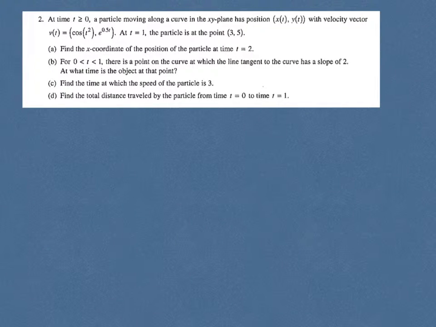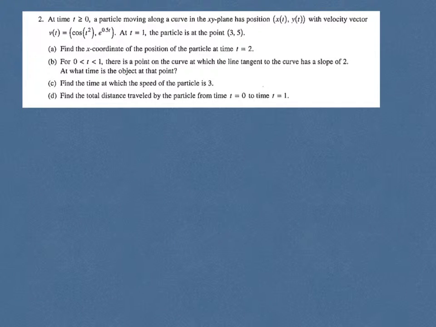All right, now we look at question 2. Question 2 is a BC question because you're dealing with parametric equations. What you're told here is that at time t equals 0, a particle is moving along a curve in the xy plane and has position x of t, y of t, with this velocity vector. At t equals 1, the particle is at (3, 5). Again, you have to keep this part in mind. That's there for a reason.